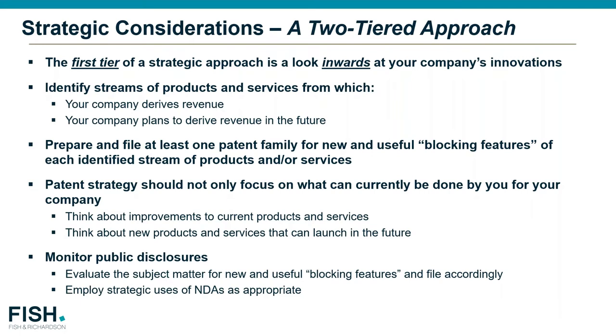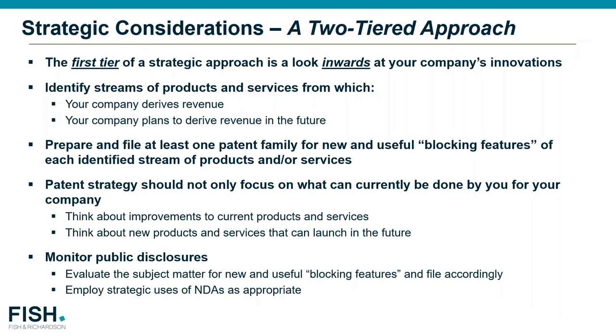So strategic considerations can include a two-tiered approach. The first tier of the strategic approach is the obvious one, which is to look inwards at your company's innovations. Identify streams of products that you derive revenue from or that you plan to derive revenue from, and try to prepare and file at least one patent family for new and useful blocking features of that product stream. I'd refer to a blocking feature as something that protects the product stream that cannot be designed around.